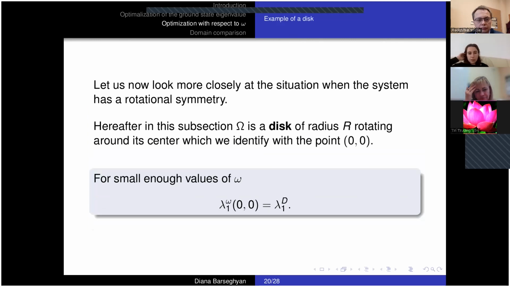Now let's look at the situation when we have the rotational symmetry. For example, omega is a disk with center at the origin and radius r. And let omega be a small enough number, then we are going to prove that the ground state eigenvalue becomes equal to lambda 1 D omega. So for rotationally symmetric sets and for small enough omega, this inequality, which we already discussed, becomes an equation. Next, please.